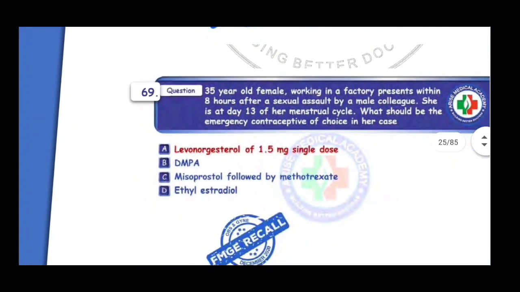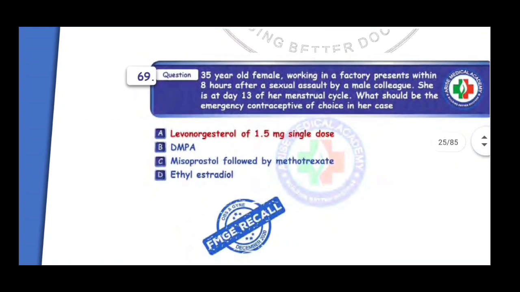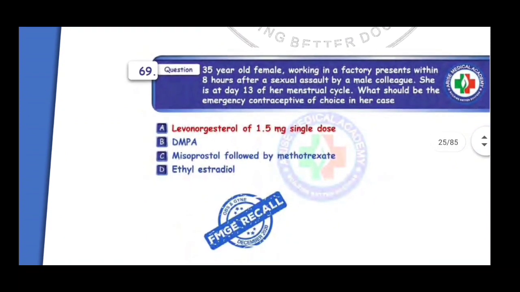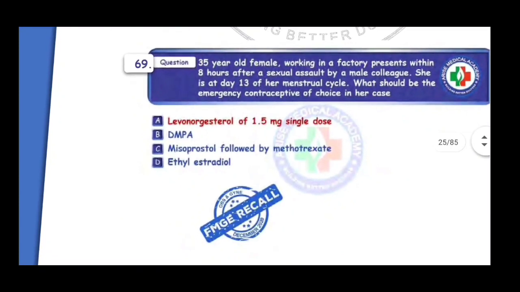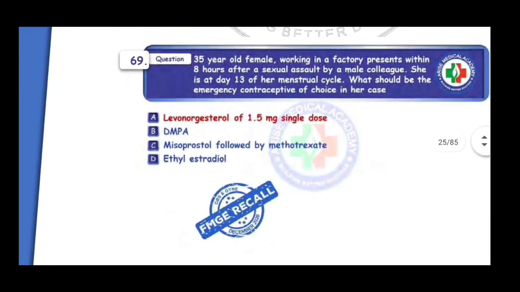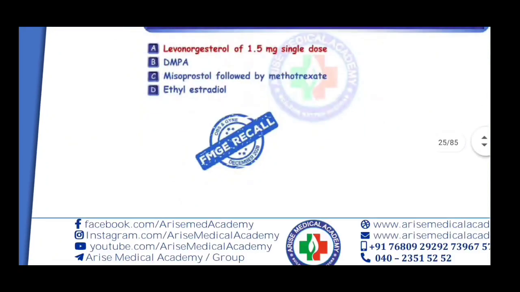Next one, a 35-year-old female working in a factory presents 8 hours after a sexual assault by a male colleague. She is at day 13 of her menstrual cycle. So what should be the emergency contraceptive of choice in her case? So correct answer is A, levonorgestrel 1.5 mg single dose.